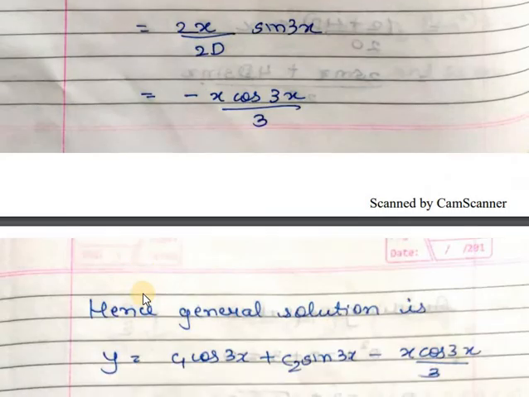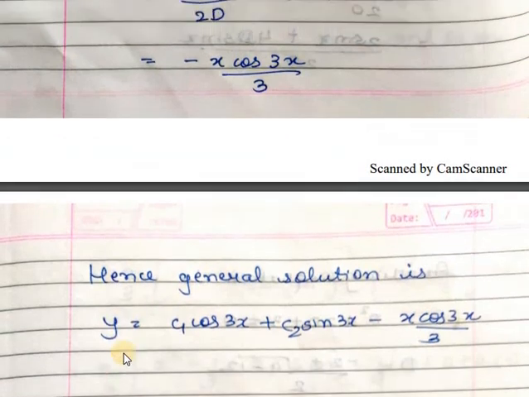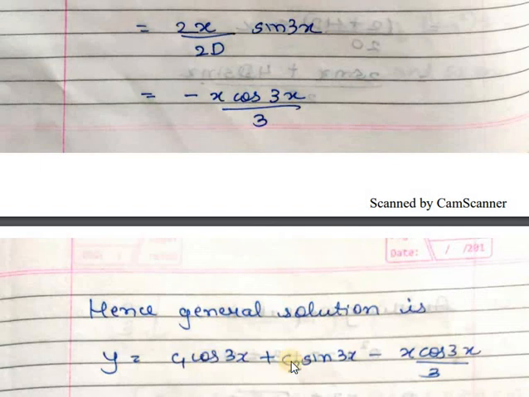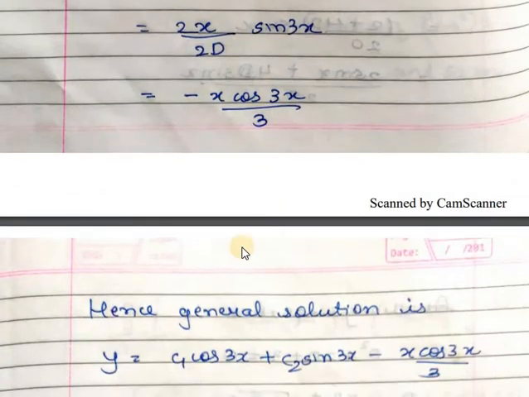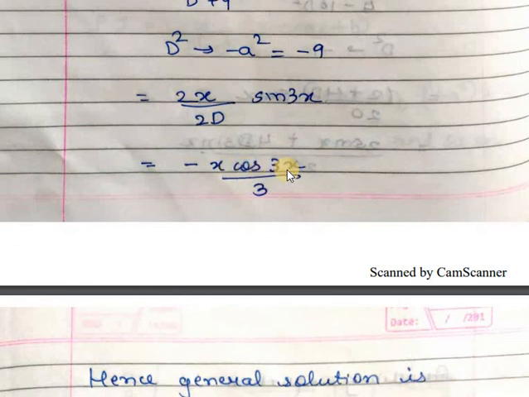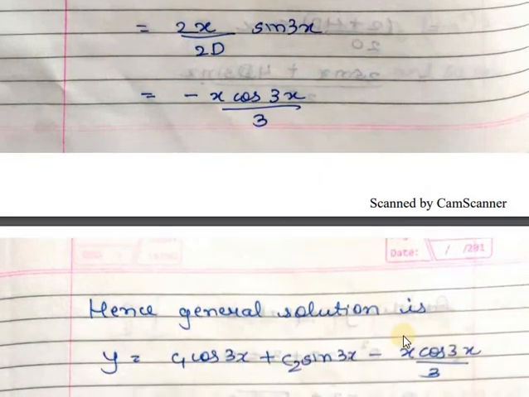Hence the general solution is given by y is equal to yc plus yp. What is yc? It is c1 cos 3x plus c2 sin 3x. So y is equal to c1 cos 3x plus c2 sin 3x plus yp. What is yp? It is minus x cos 3x divided by 3. So this is our final answer.